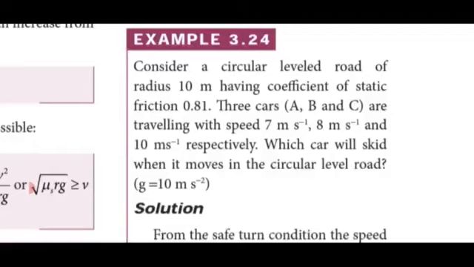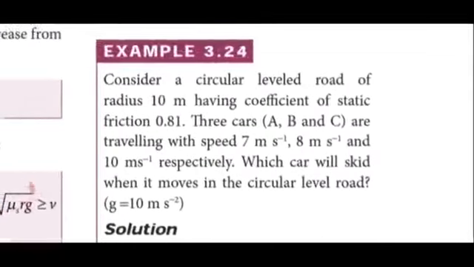So what have we discussed now? If the car is traveling on a circular path, two conditions are there. The centripetal force is due to the frictional force between the tire and the surface of the road, and if that is static friction and the static friction coefficient is more, then it will be a safe turn. If it is less, then it starts to skid. Okay, so related to that, they have given one problem in example 3.24.